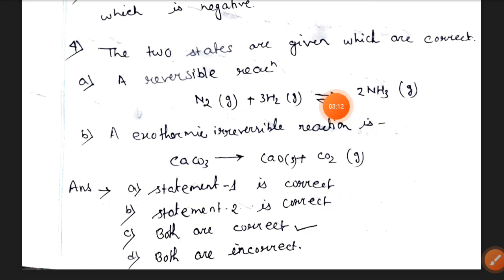This is a reversible reaction because of the reversible sign. The two reactants are gases and the product is also a gas. The other reaction is irreversible because it goes only in the forward direction, and one solid product and one gaseous product is formed. The gas, CO2, moves away from the pot, so basically this is an irreversible reaction. So here option C is correct.